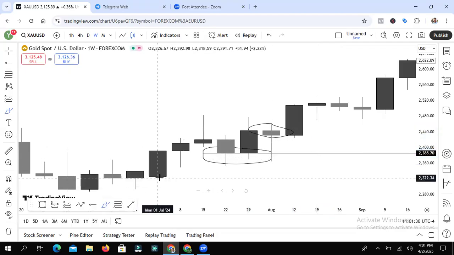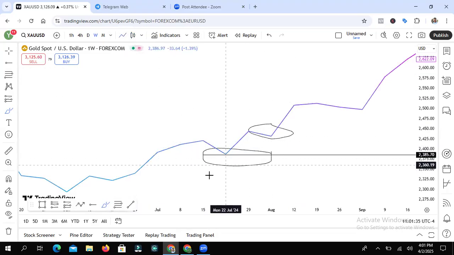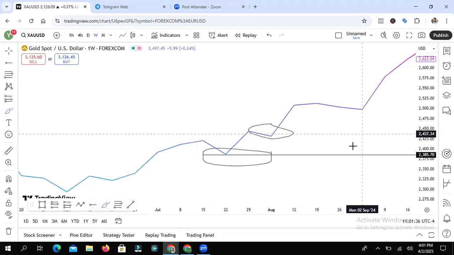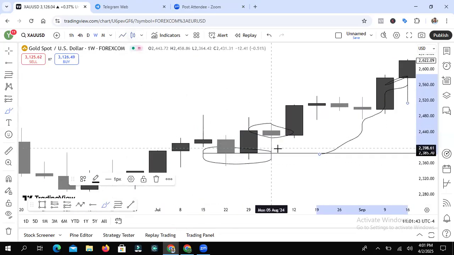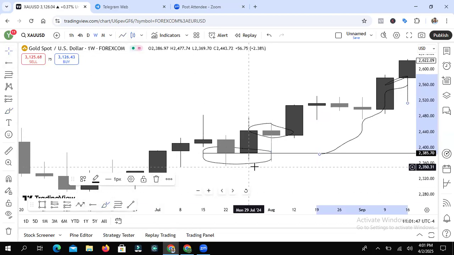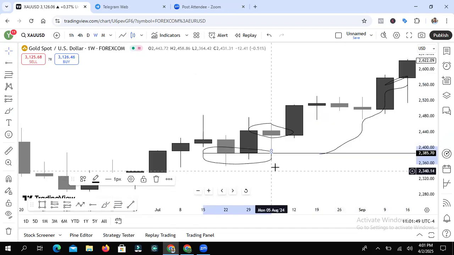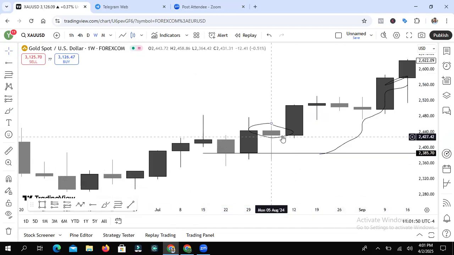They rejected that key level. So let me turn on the line chart so that you can see it clearly. You can see where the buys came from, all of these buys on gold. You can see where they rejected and where the move started from. So that's just for avoidance of doubt.